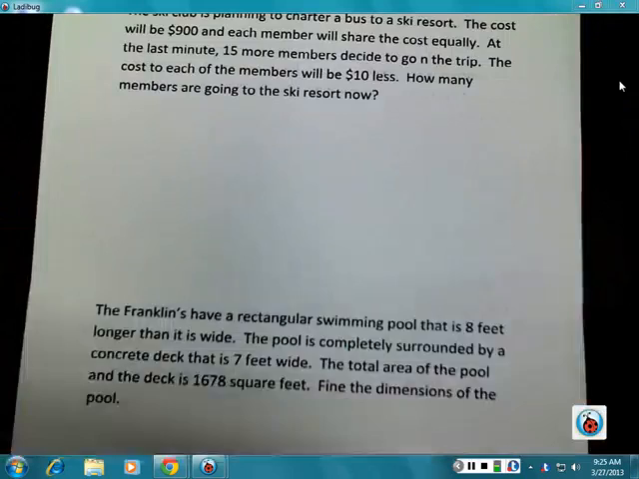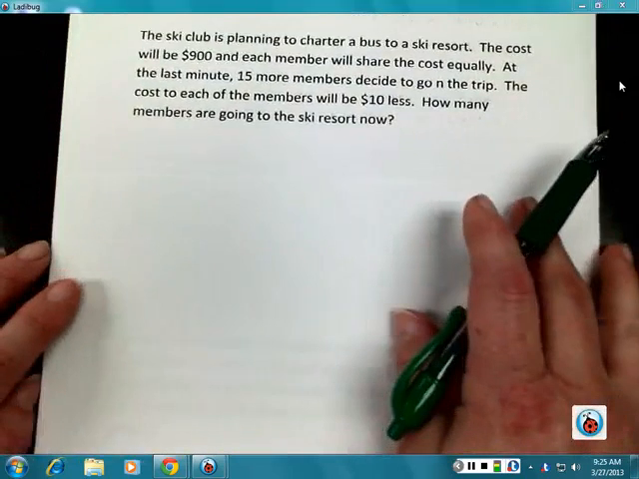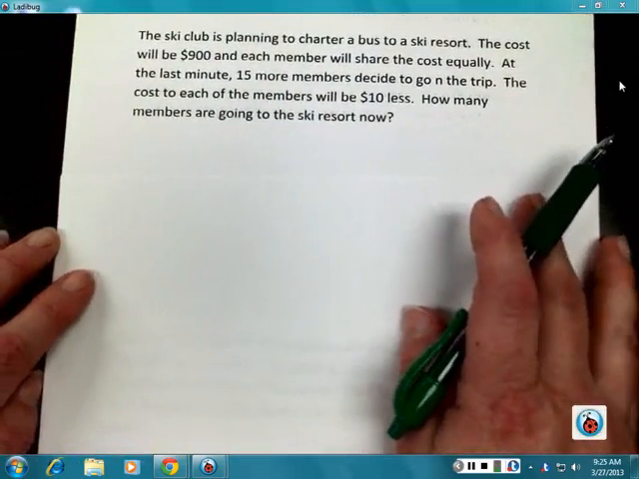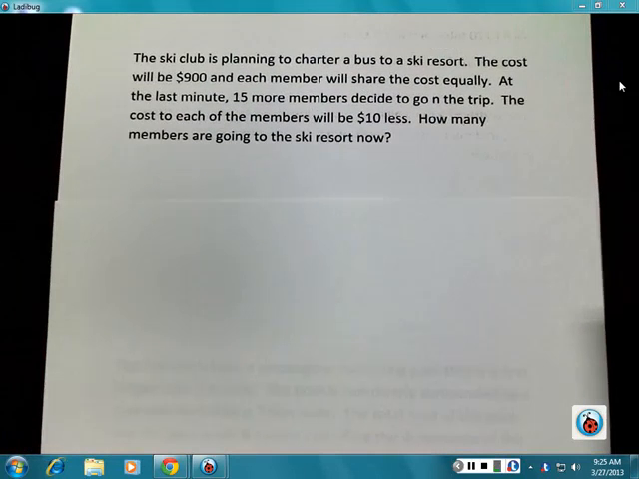The next one is the ski club is planning a charter bus to a ski resort. The cost will be $900 and each member will share the cost equally. What does that mean? What does that first sentence mean? What was that? What equals 900?